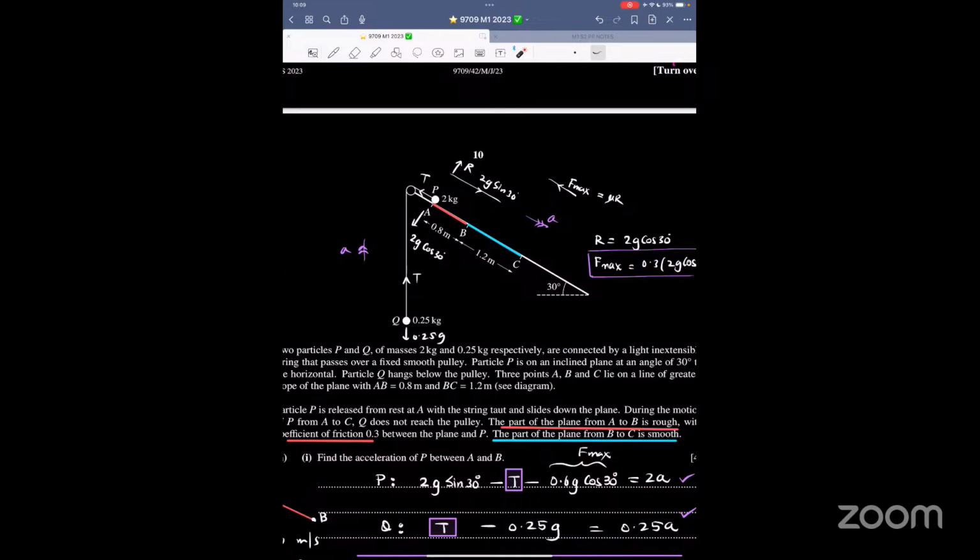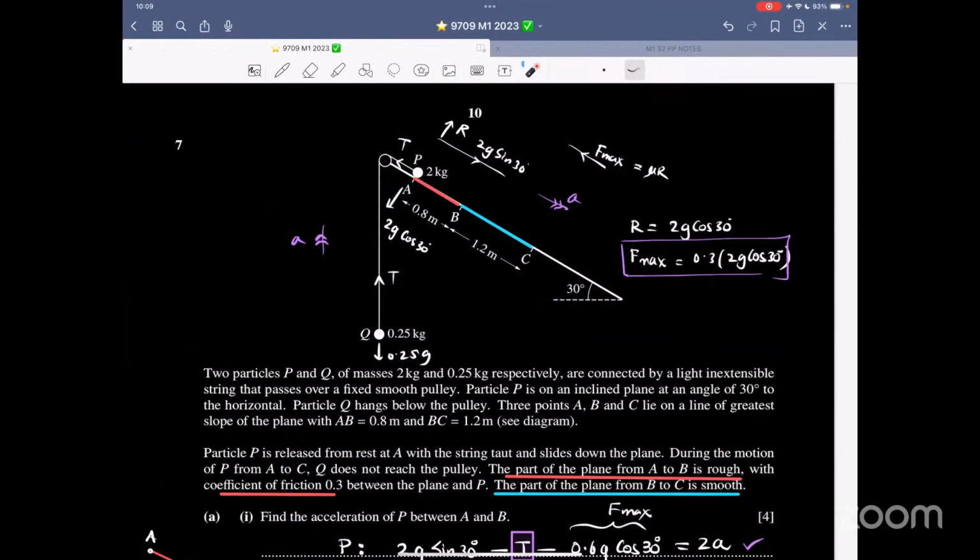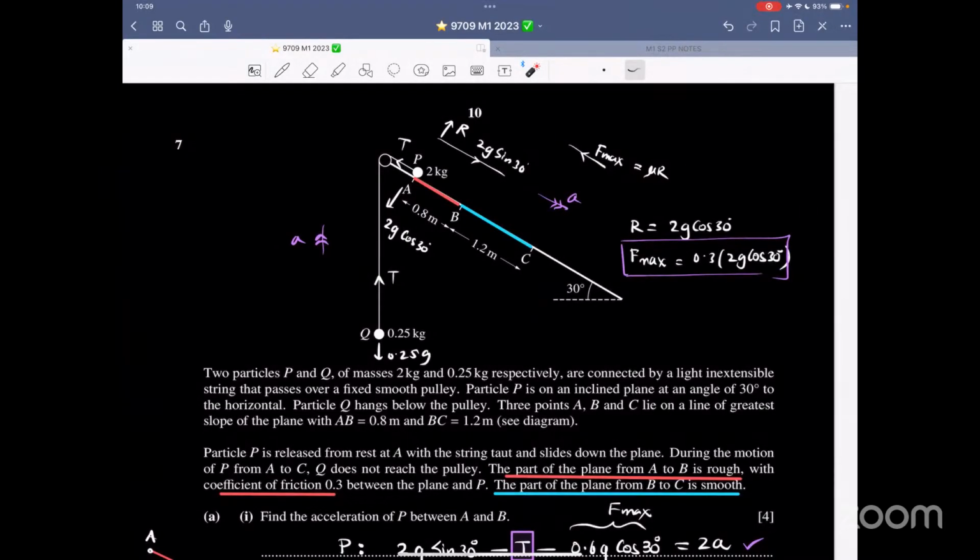So now it says that first of all, focus on R. Let me increase the brightness a bit. Therefore, R is mg cos theta. M is 2, theta is 30. F max is mu R. Don't use the calculator at this point. Now let's move ahead.